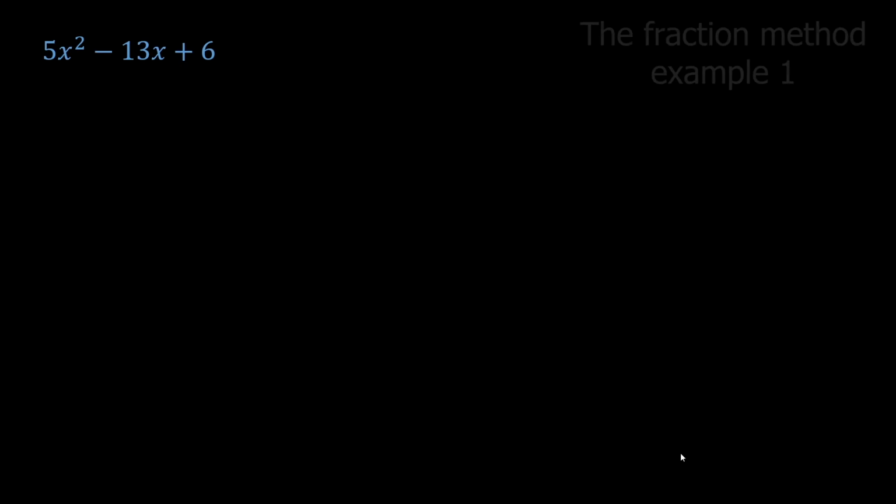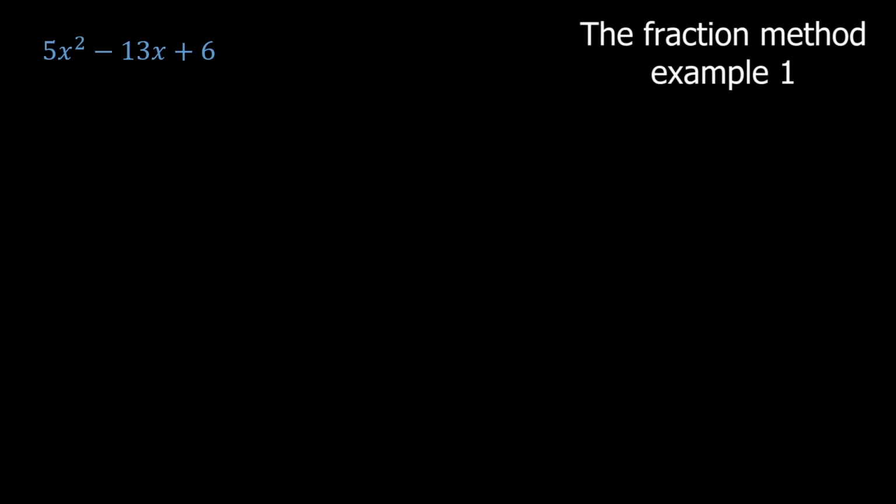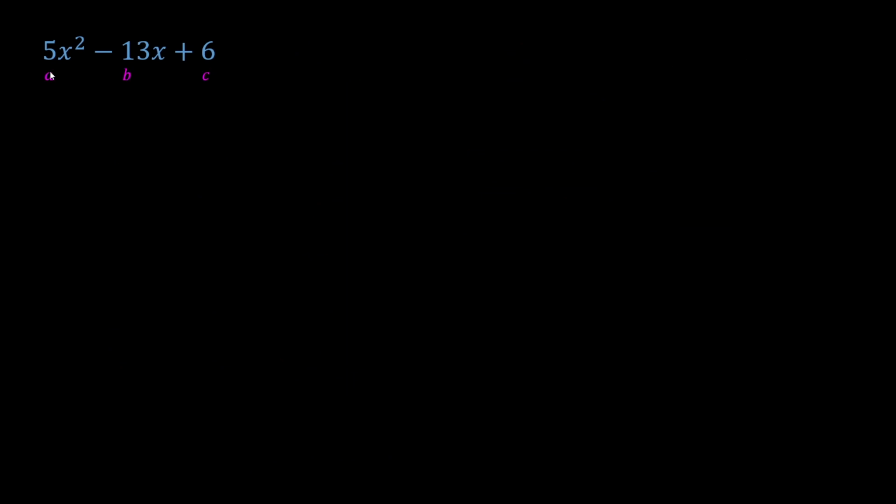The fraction method. All right, let's go through the fraction method now. I'm going to use the exact same examples as we did before. Firstly, you need to make sure you know your a's, b's, and c's for your quadratic. A is the coefficient in front of the x squared, b is the coefficient in front of the x, and c is your constant. The first step in the fraction method is to find the product number, and the product number is a times c.